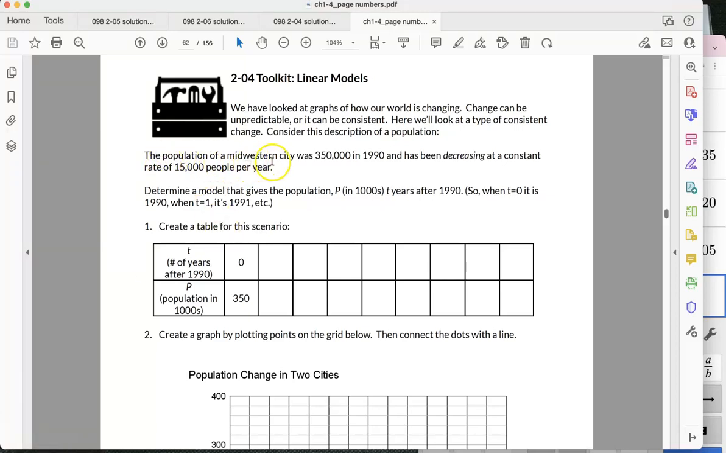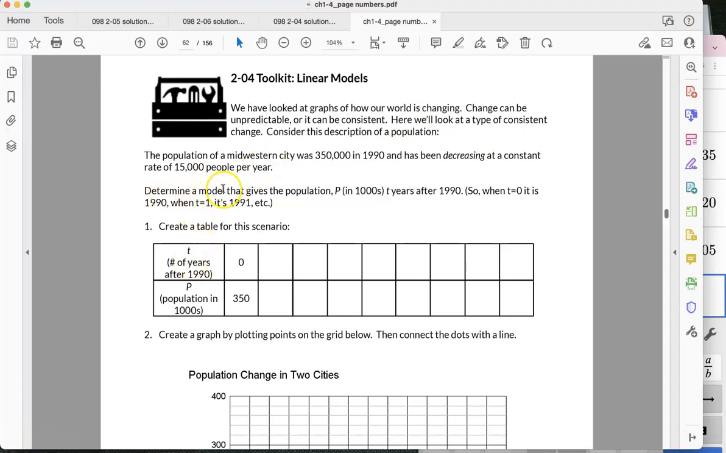The population of a Midwestern city was 350,000 in 1990, and it has been decreasing at a constant rate of 15,000 people every year. So that's a very steady drop in population every single year.